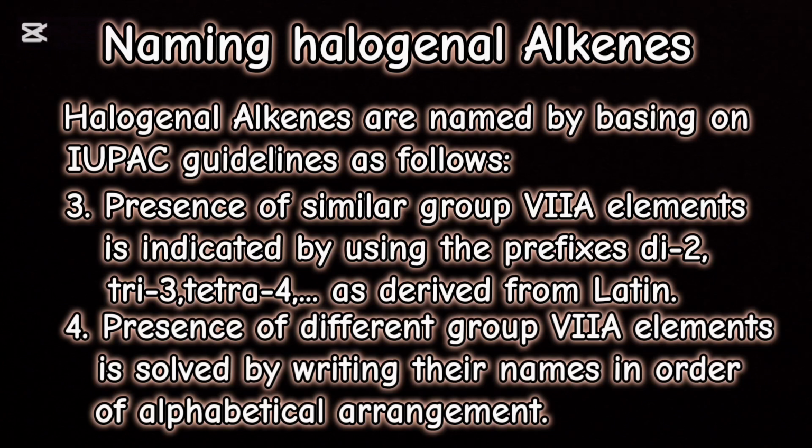And finally, the last guideline is that in case there are different group 7A elements present on the carbon chain of the alkene, then these different group 7A elements must be written in order of their alphabetical superiority. In simple terms, these should be written in alphabetical order. At this point, let us try to practice the above guidelines by using the compound displayed there.